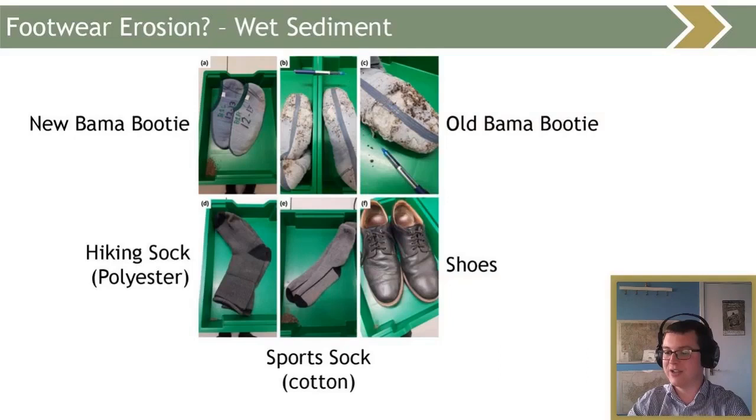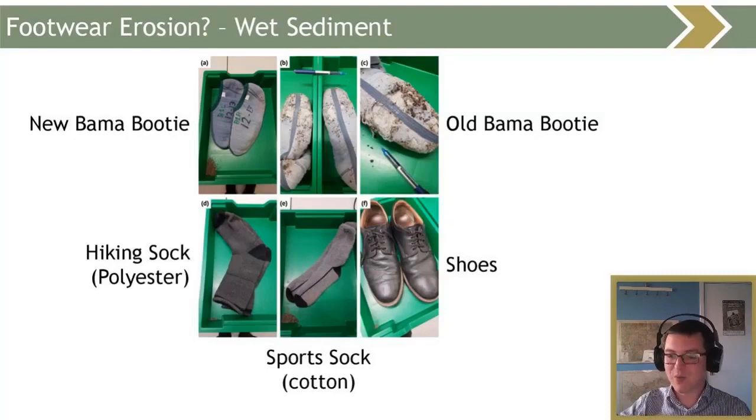We have, with 41% of the vote, old Bama booty as the people's choice for worst conservation outcome. They reckon lots of sediment will stick to that. Closely followed by walking sock with 23% of the vote. Sports sock with 16%. Shoe with 16%. Sports sock with 14%. And then the people's choice for conservation is the new Bama booty, with just 3% of people suspecting that it will carry around the most sediment.